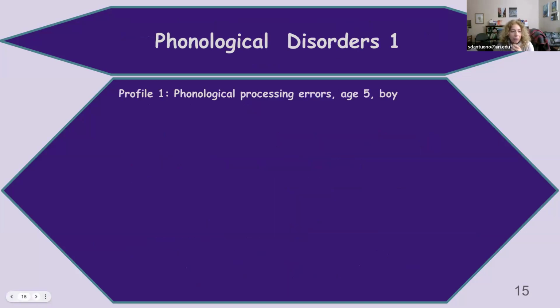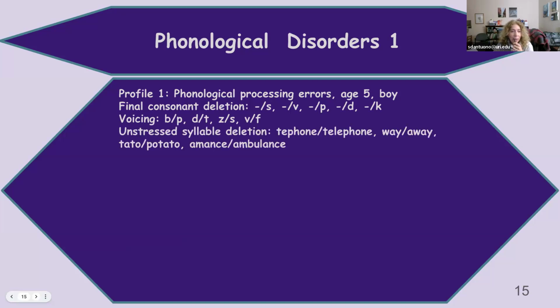So, phonological disorders. This is an example I was going to do in class. A phonological processing error of a boy who's age 5. He presents with final consonant deletion, so he deletes S, V, P, D, and K. He also voices. So instead of saying the quiet sounds of P, T, S, and F, he says the louder sounds of B, D, Z, and B.